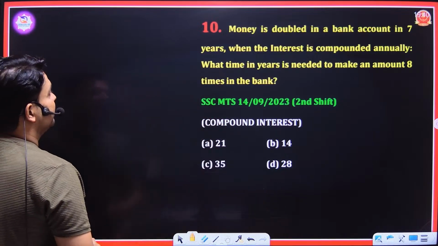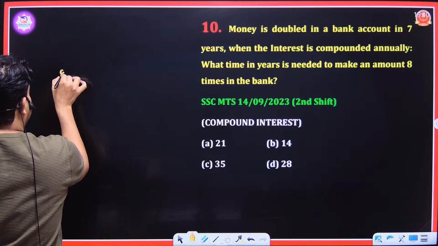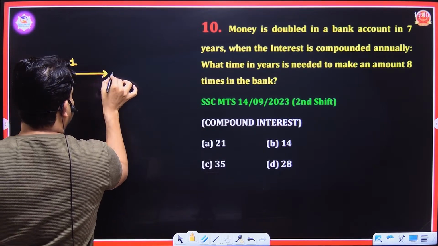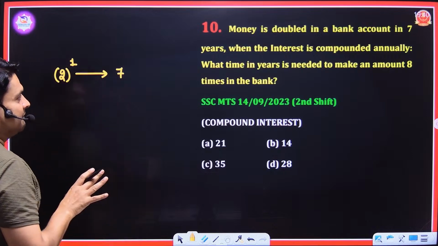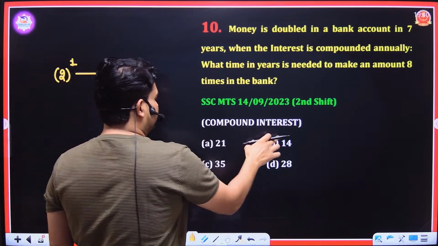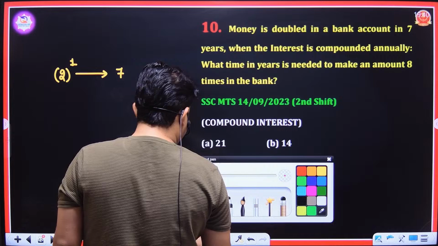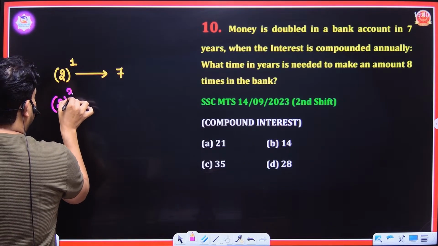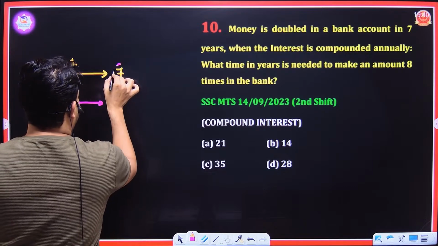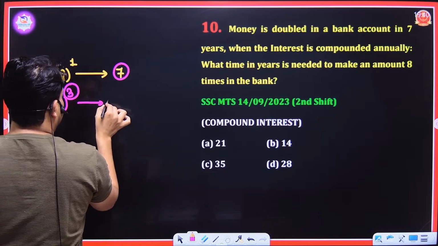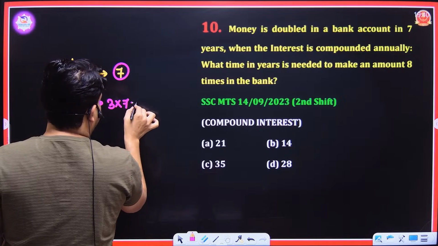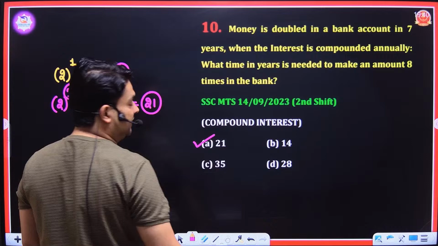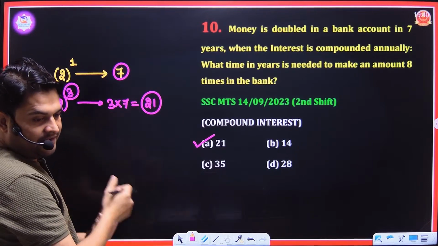Money is doubled. You will write double as 2 to the power 1. I will use my trick. The money is doubled in 7 years, so my answer will be a multiple of 7. As you can see, all the options are multiples of 7. I have to make my money 8 times, and I have to write 8 in terms of 2, that is 2 to the power 3. So I have to multiply this 7 by this 3. So 3 into 7 is 21 years. So 21 years is my answer. That is option number A.